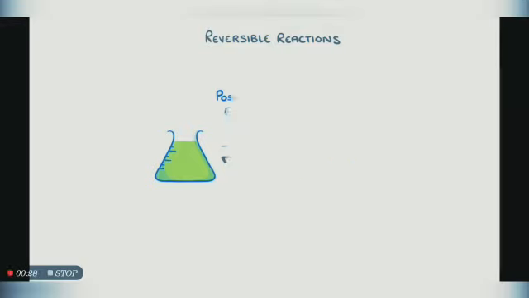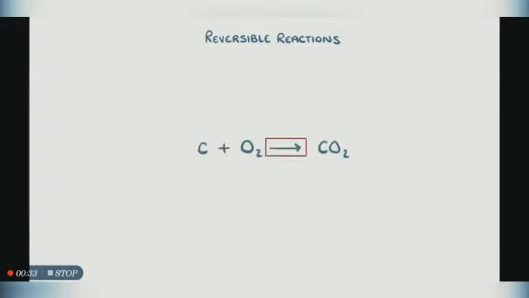Consider a simple reaction, the reaction between carbon and oxygen for the formation of carbon dioxide. And also consider the direction of the arrow in this reaction. This is a one-way reaction, which means it is an irreversible reaction. Why is it an irreversible reaction? Because the carbon dioxide formed as a result of this reaction cannot be converted back into carbon and oxygen.